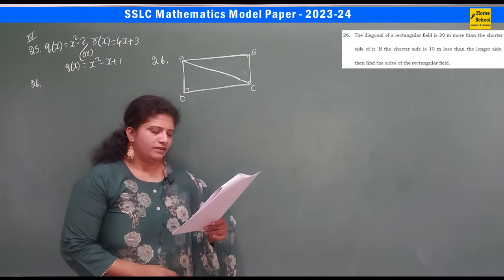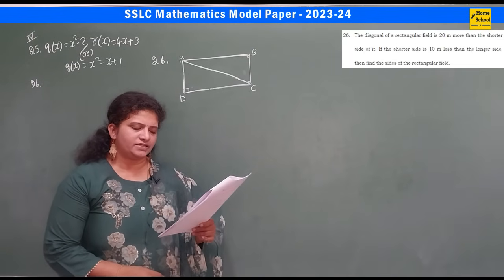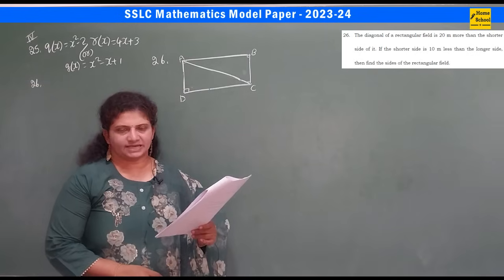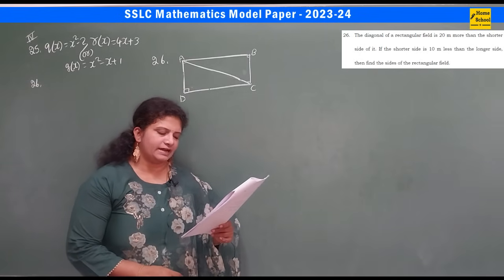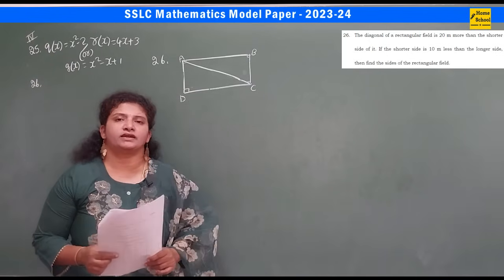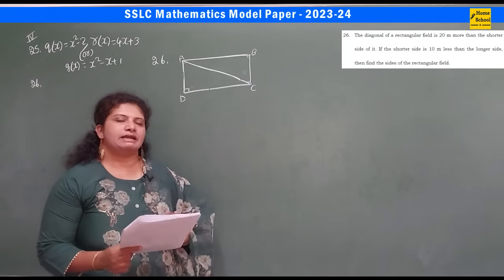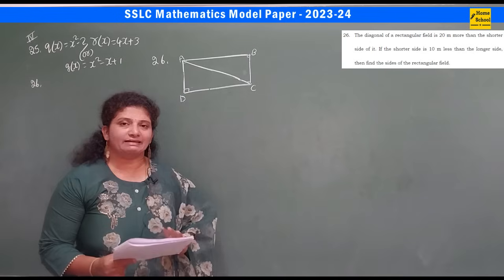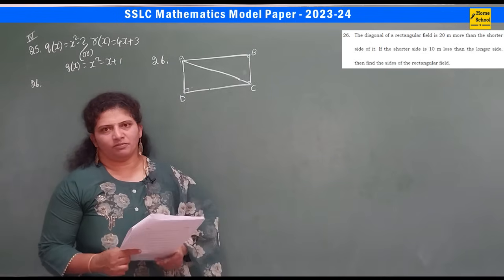26th problem. The diagonal of a rectangular field is 20 meter more than the shortest side of it. If the shortest side is 10 meter less than the longer side, then find the sides of the rectangular field. Read the question carefully, understand, and then start doing the problem.